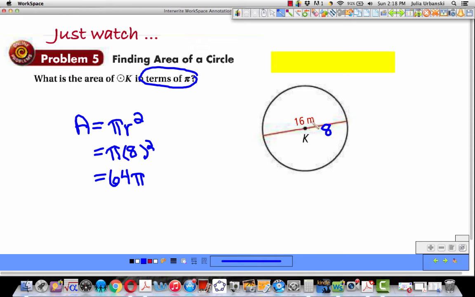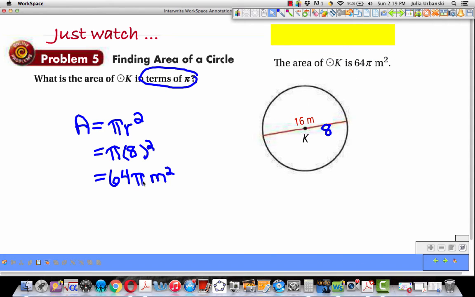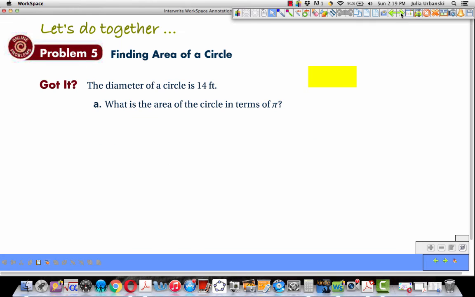Except since it's area, we have to label it as meters squared. If they ask you to round it to the nearest tenth, you would use the calculator and you would use the pi button, but they didn't ask us to. They asked us to keep it in terms of pi. So let's try this one together.